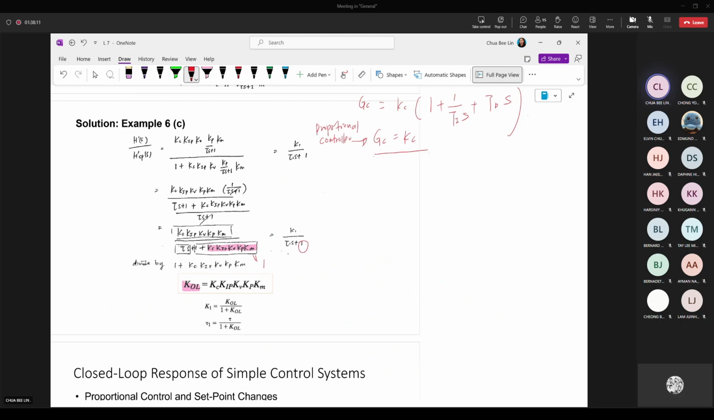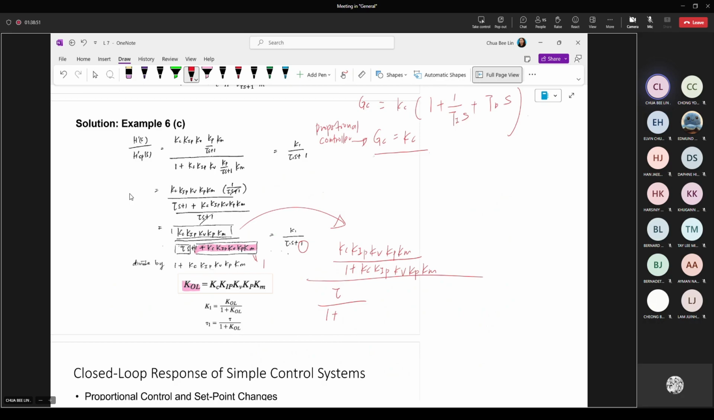So you divide the whole thing like this, right? So Kc, Kip, Kv, Kp, Km divided by 1 plus Kc, Kip, Kv, Kp, Km, because this whole thing should be equivalent. So you have to divide every term with this pink color. It is because this term must be equivalent to 1, just like K over tau S plus 1. This one is not 1. You have to convert this into 1 by dividing the whole thing with the same term. So 1 plus Kc, Kip, Kv, Kp, Km. The rest also divide with this same term. Then only this one will become 1.